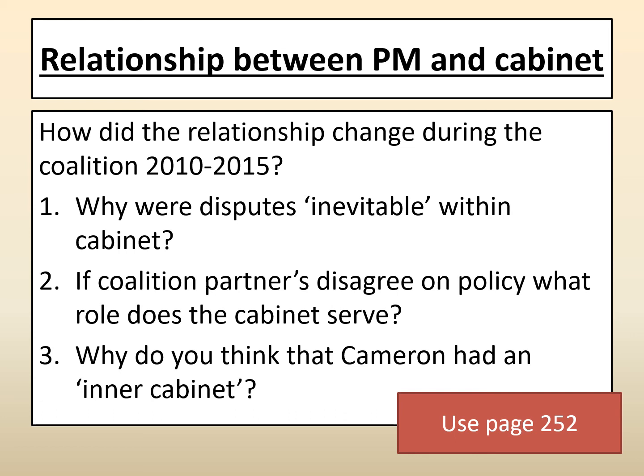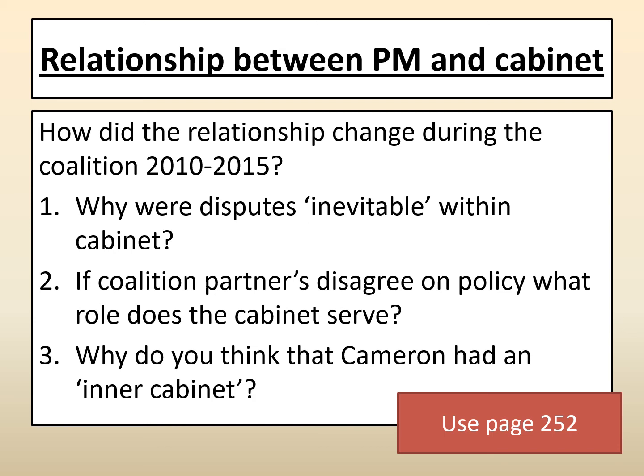So remember just that a coalition is when more than one party is leading. So in this case, it was the Conservatives and the Liberal Democrats. So why is it disputes are inevitable? If coalition partners disagree on policy, what role does the cabinet serve? What should it do? And why do you think that Cameron had an inner cabinet?